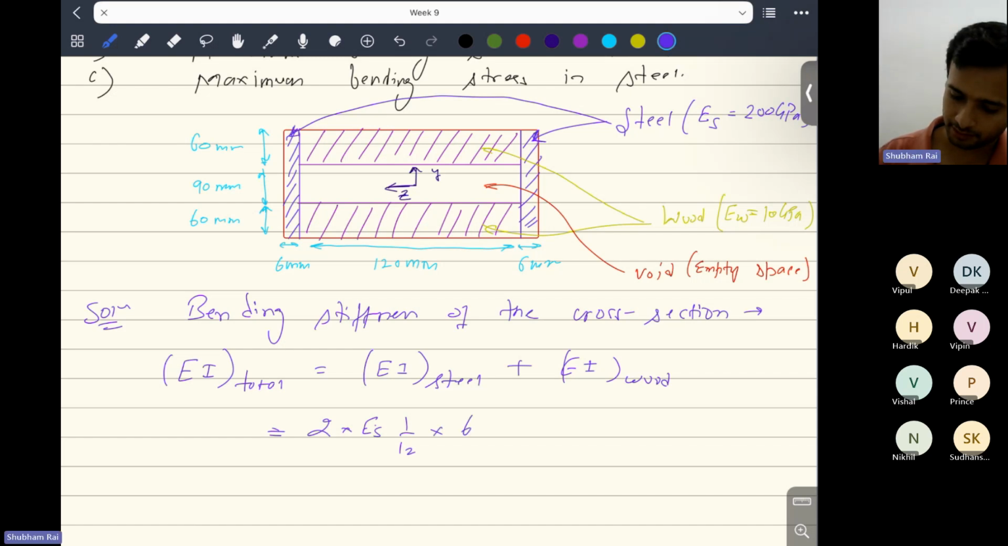Width is 6 mm and it's cube. So that will be 210, right? 210 to the whole cube. So that will be the EI for steel plus EI for wood.